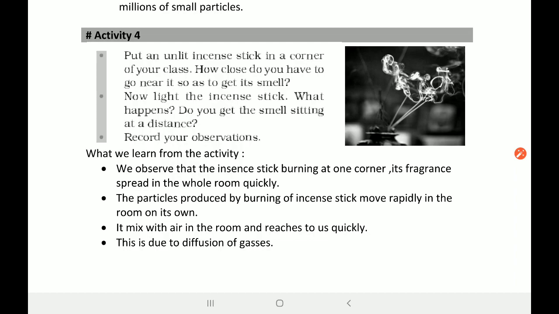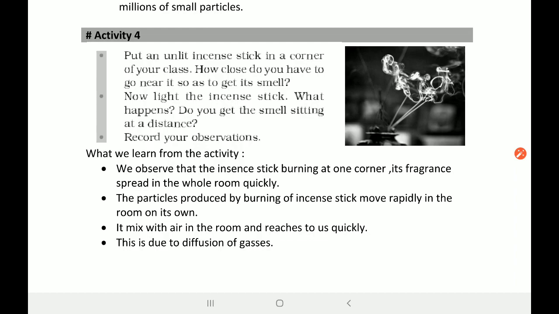Even your mother cooking in the kitchen, you can easily sense sitting in the hall. So you can understand how fast the smell reaches you through the air, and it doesn't reach like someone is forcing it to reach you. It in fact has got its own movement, and it moves on its own. So this proves that every particle moves on its own, and they have their own motion. I hope you understand.